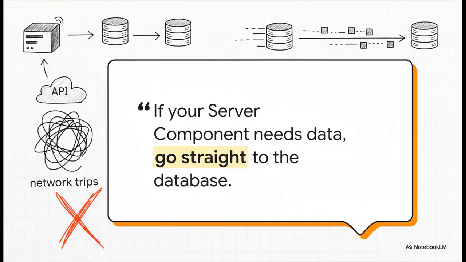And here is the most crucial takeaway from that pillar. Stop building APIs to talk to yourself. A really common beginner mistake is to build an API route and then fetch from it inside your own server component. That's a totally needless trip over the network. Your code is already on the server. Just go get the data. It's simpler and it's way, way faster.